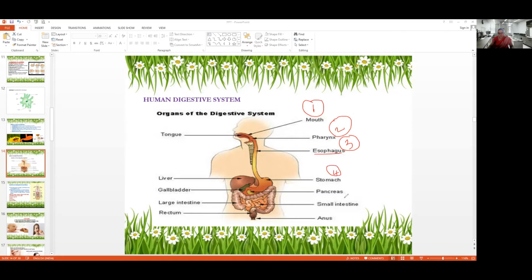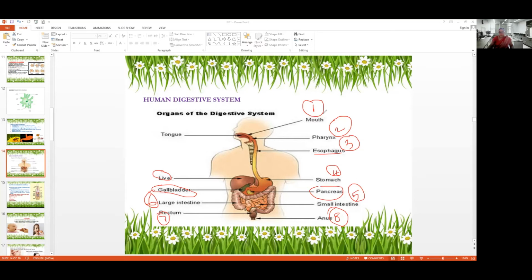After that, it enters into the small intestine. That is the fifth one. Next, the large intestine. Next, the rectum. The last one is the anus. So like this, the food will pass through. In between, what is this? Pancreas, liver, and gallbladder. These 3 organs will enhance our digestion process. I'll be explaining this in the full digestive system process.